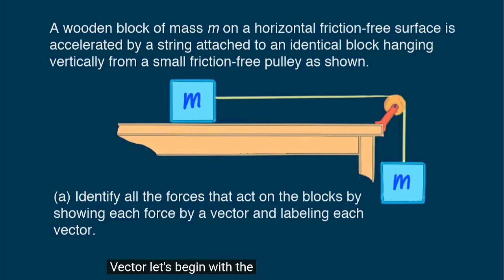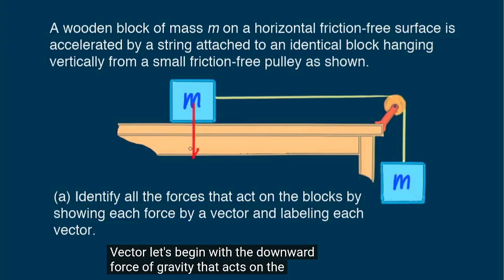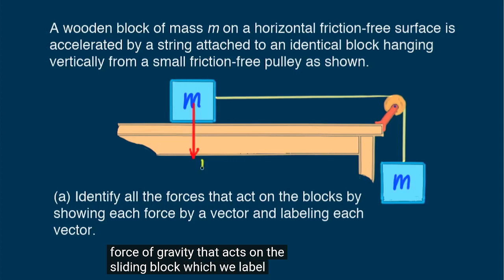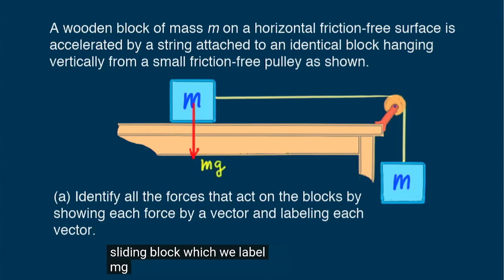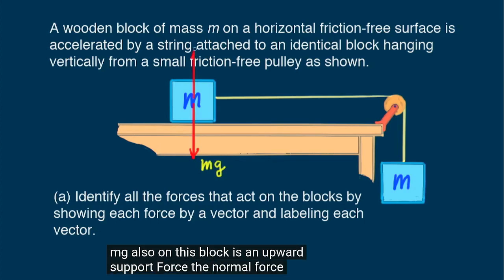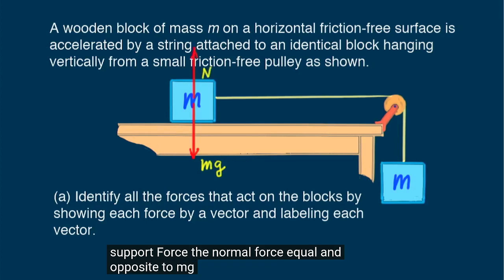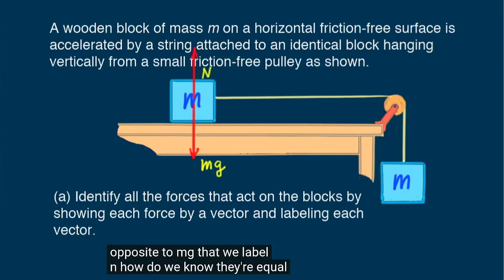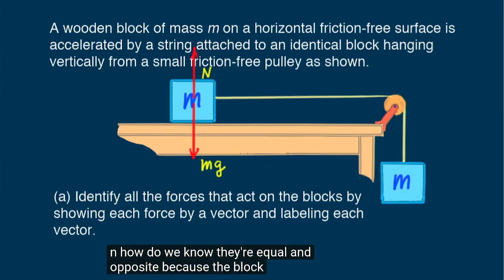Let's begin with the downward force of gravity that acts on the sliding block, which we label mg. Also on this block is an upward support force, the normal force, equal and opposite to mg, that we label n. How do we know they're equal and opposite? Because the block isn't accelerating upward or downward.